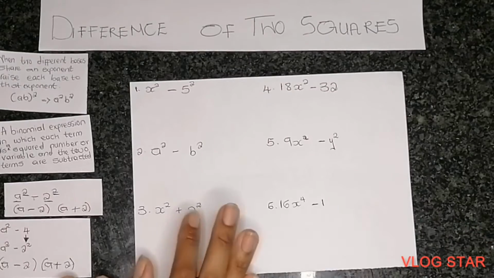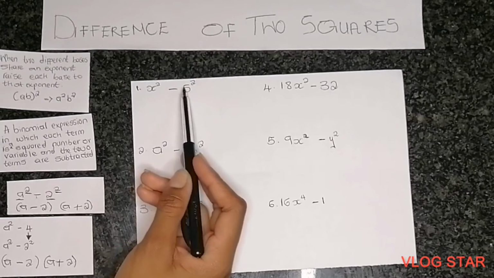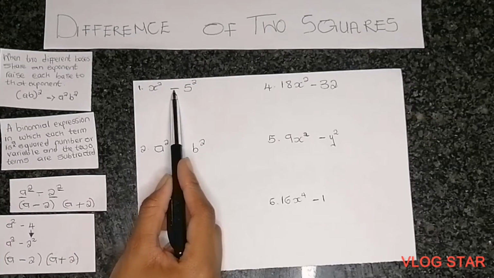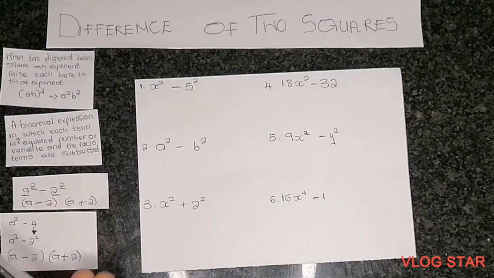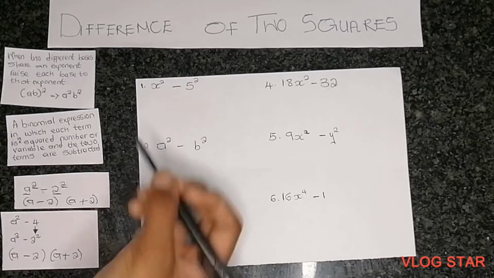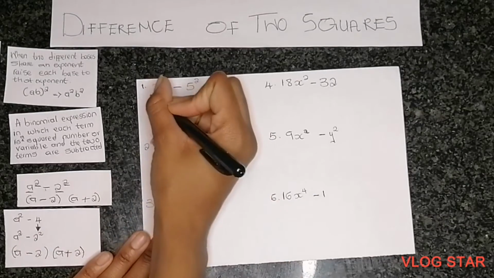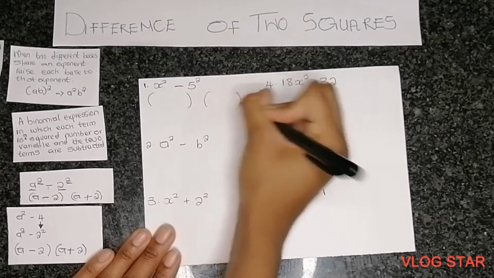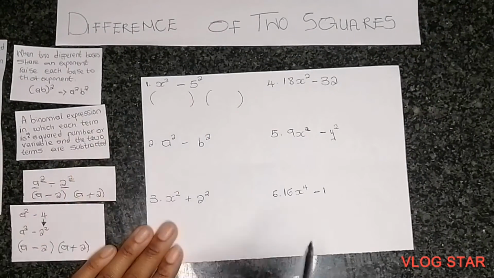So we are on question number 1. When looking at this, we know this meets the requirements of difference of two squares. Why? Because we can see our negative sign, and we can also see that this expression is a binomial, and again we can see the squared, the exponent 2. So we are going to open our two brackets, and then we are going to write down the terms without the exponent 2.